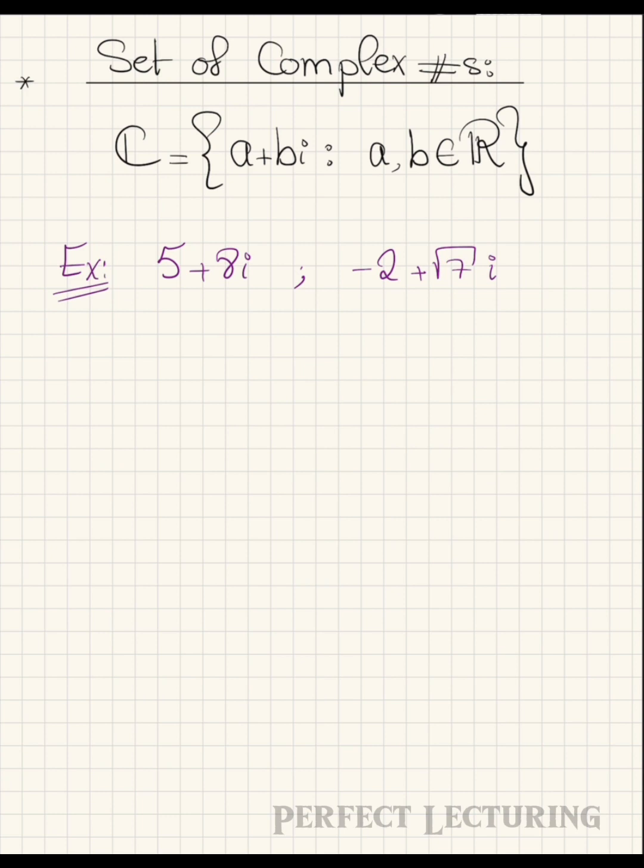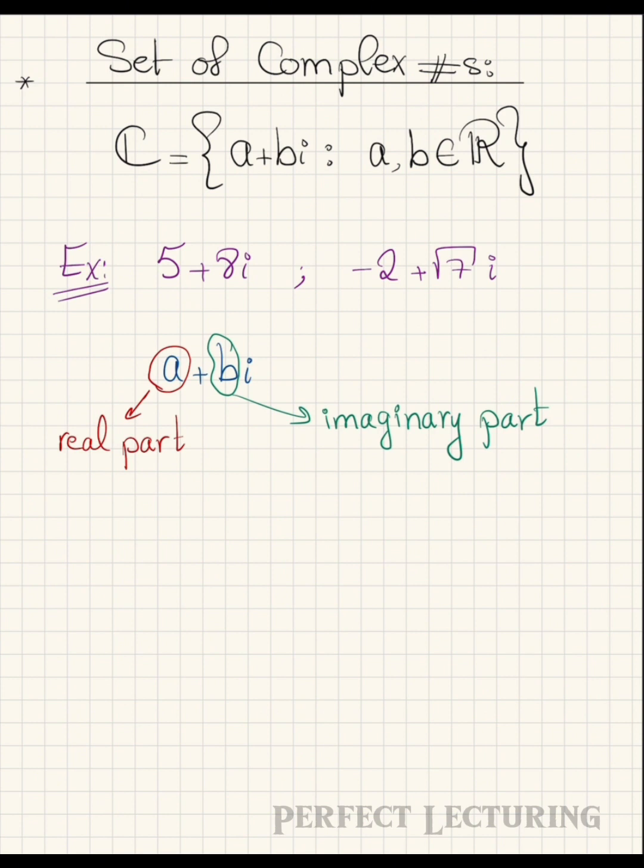Now we can define the set of complex numbers. The set of complex numbers is the set which contains the numbers of the form a plus bi, where a and b belong to R. So for example, this is a complex number, 5 plus 8i. This is another complex number, -2 plus root 7i. And a complex number consists of two parts. The first part is called the real part of the complex number, and the second part, in other words the number multiplied by i, is called the imaginary part of a complex number.